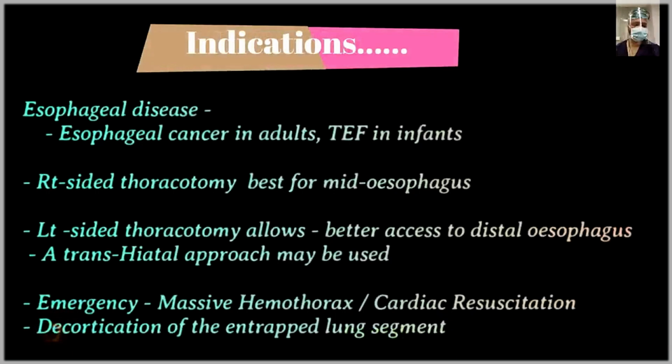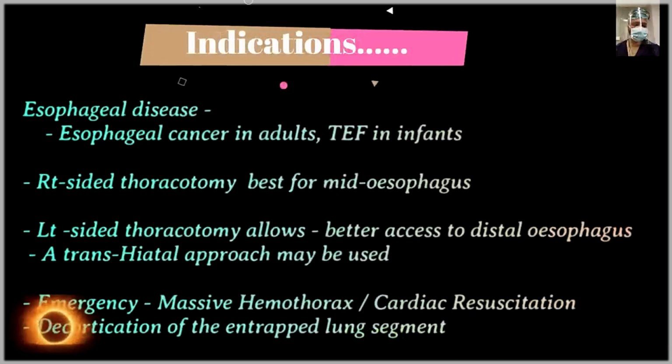As I said, in adults, esophageal cancer is one of the most common indications, and tracheoesophageal fistula in infants. The right side thoracotomy is best for mid-esophageal diseases, and left side thoracotomy allows better access to the distal esophagus. A transhiatal approach may be used on a case-to-case basis. The emergency indications for thoracotomy will be massive hemothorax, cardiac resuscitation, and decortication of the entire lung segment, which we will discuss in a subsequent part of the video in detail.